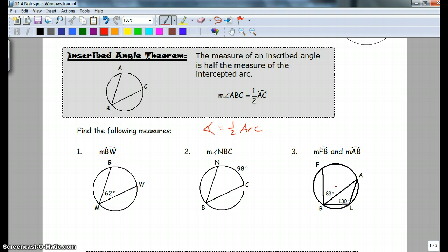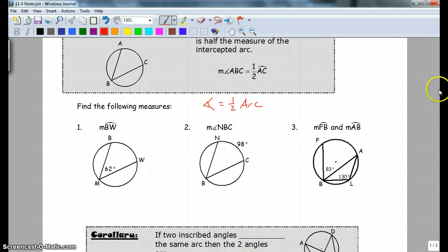So look here at this first example. They gave us 62. 62 is the angle. So using this, just like this here, we're saying that 62, the angle, is 1/2 whatever the intercepted arc is. Multiply by 2 and you get 124 degrees is the arc. Now in this case, the arc is arc BW.